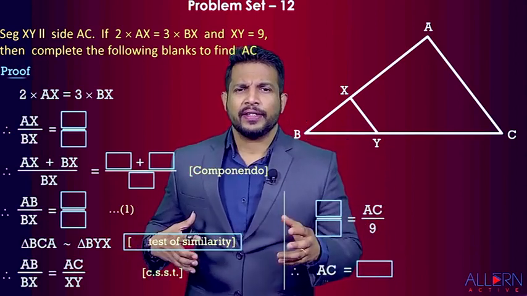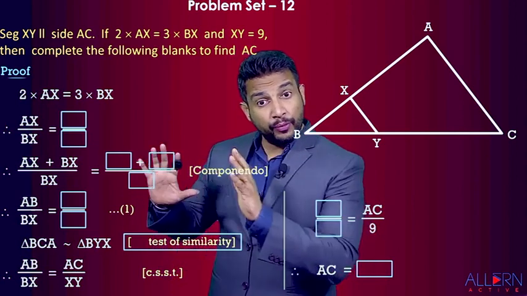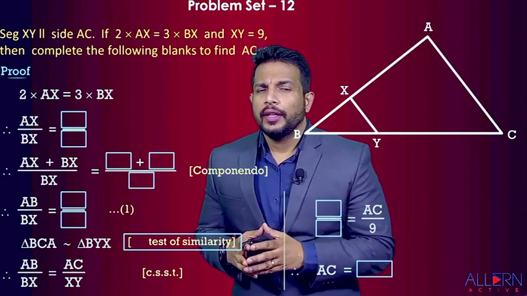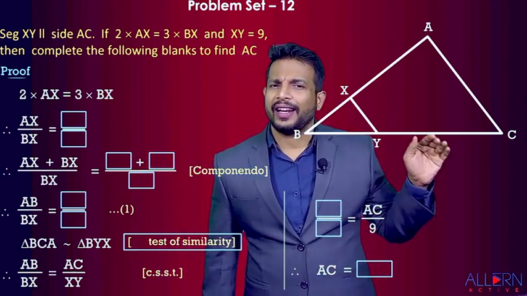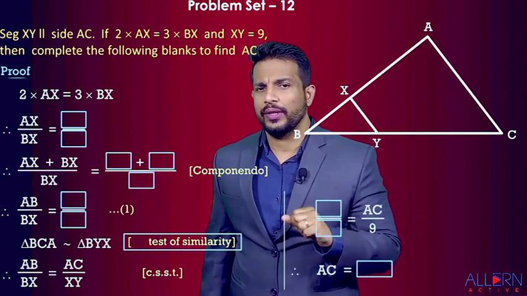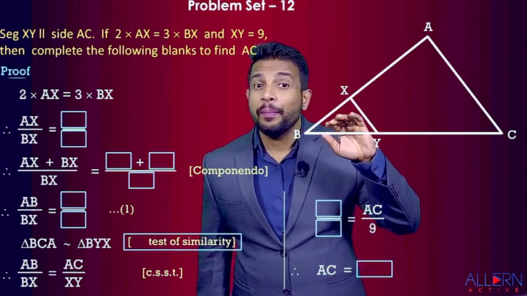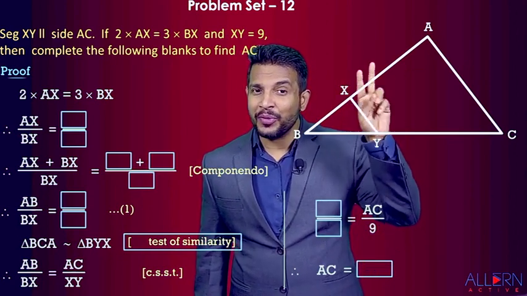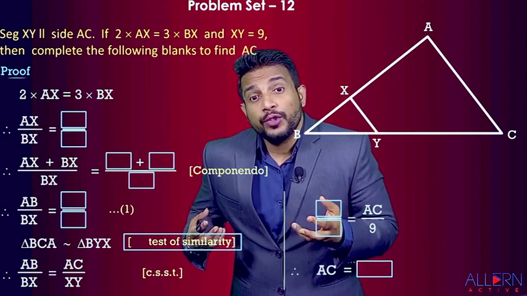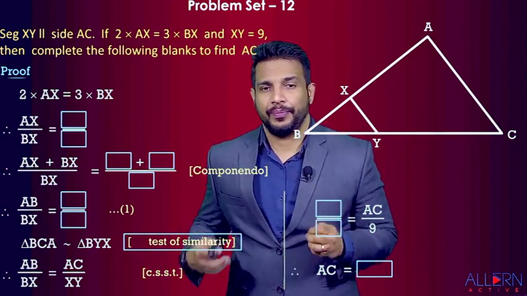Before we start filling this up, there is something I want you to understand before you start doing this sum. Remember, in a triangle, when you have a line parallel to a side, there are two things you can do in the sum. You can either go for the basic proportionality theorem, which gives you the ratio AX upon BX is equal to CY upon BY. And the other option is you can prove the triangles similar.